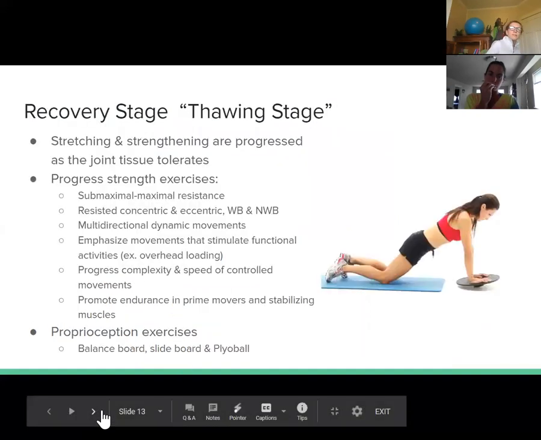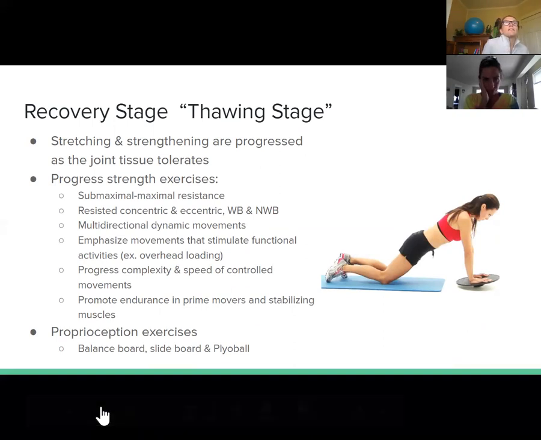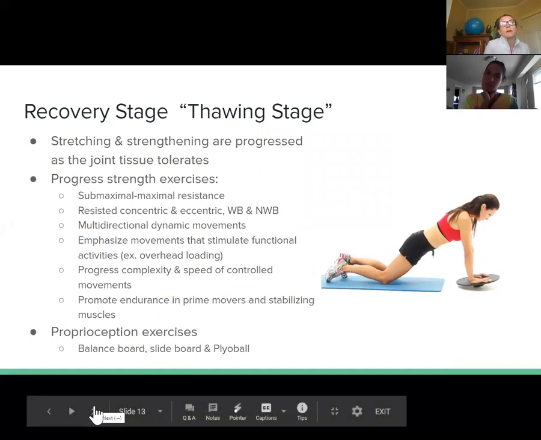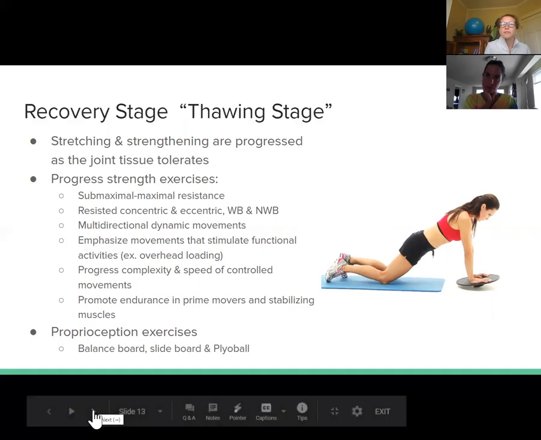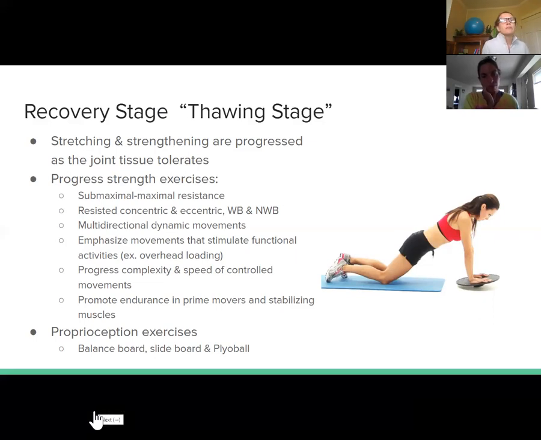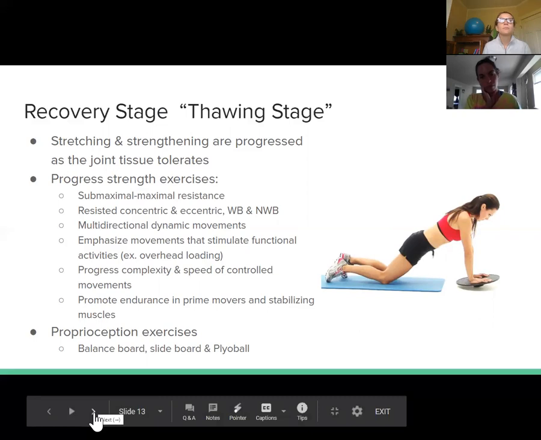And then the recovery stage, called the thawing stage, stretching and strengthening are progressed as the joint tissue tolerates. So we want to progress to submaximal to maximal resistance, resisted, concentric, eccentric, weight-bearing, and non-weight-bearing exercises. We want to have multi-directional dynamic movements within exercise. We want to emphasize movements that simulate functional activities, such as overhead loading.